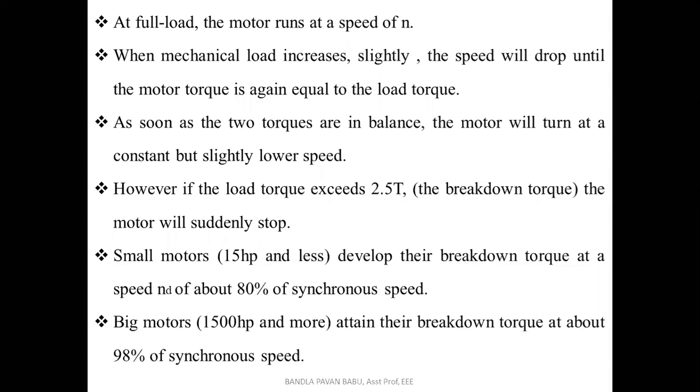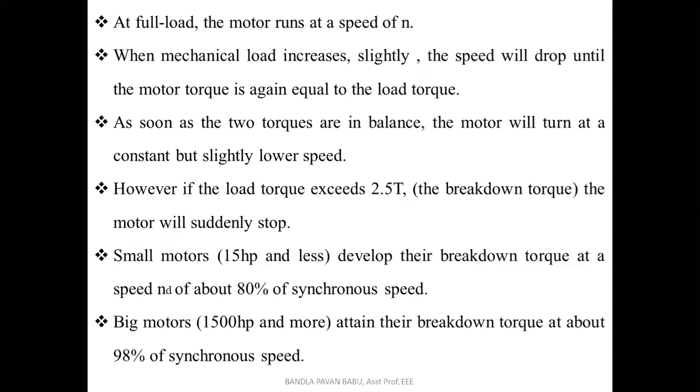As soon as the two torques are in balance, that means the actual torque and the required torque, the difference between them being the error, the motor will turn at a constant but slightly lower speed. So what is the actual torque required, and how is it trying to reach the maximum torque? Between these two, what happens? The speed is lower because of its additional mechanical load.